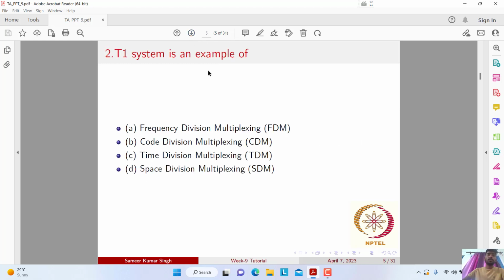Okay, question number 2: the T1 system is an example of which type of multiplexing scheme? So we have 4 options. Option A is frequency division multiplexing, B is code division multiplexing, C is time division multiplexing, and D is space division multiplexing. It's a very tricky question.